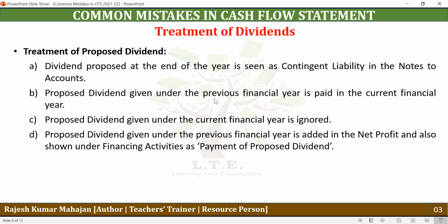Proposed dividend given under the previous year is paid in the current financial year, and the dividend proposed under the current financial year is to be ignored because it will be approved and paid in the next financial year. So the dividend proposed under the previous year is added in the net profit, and it is also shown under the financing activities as the payment of proposed dividend.